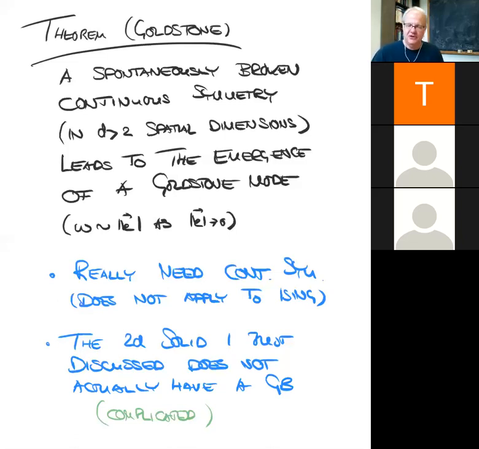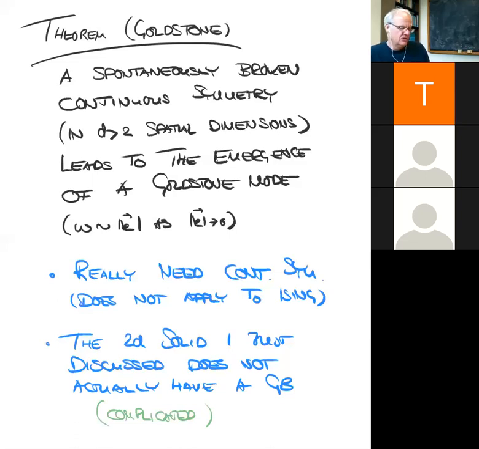But nowadays, one can find systems, and one can indeed find that, if you make a truly two-dimensional solid, then indeed it does not have a Goldstone mode. And roughly speaking, the reason is related to the fact that, strictly speaking, it never fully orders either.